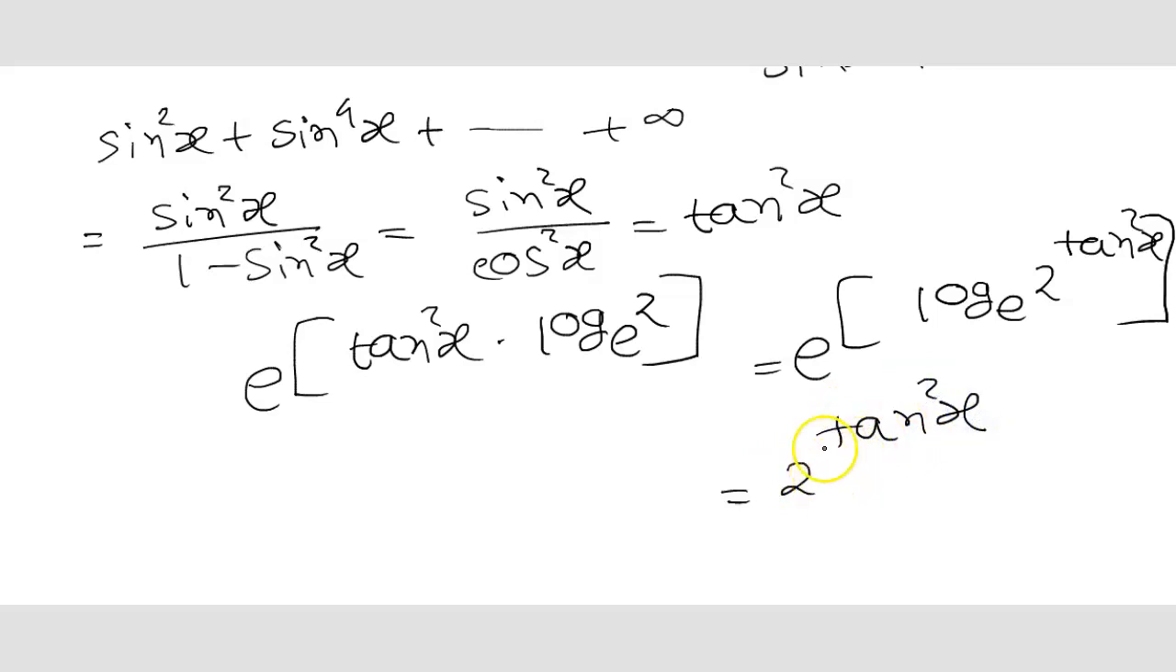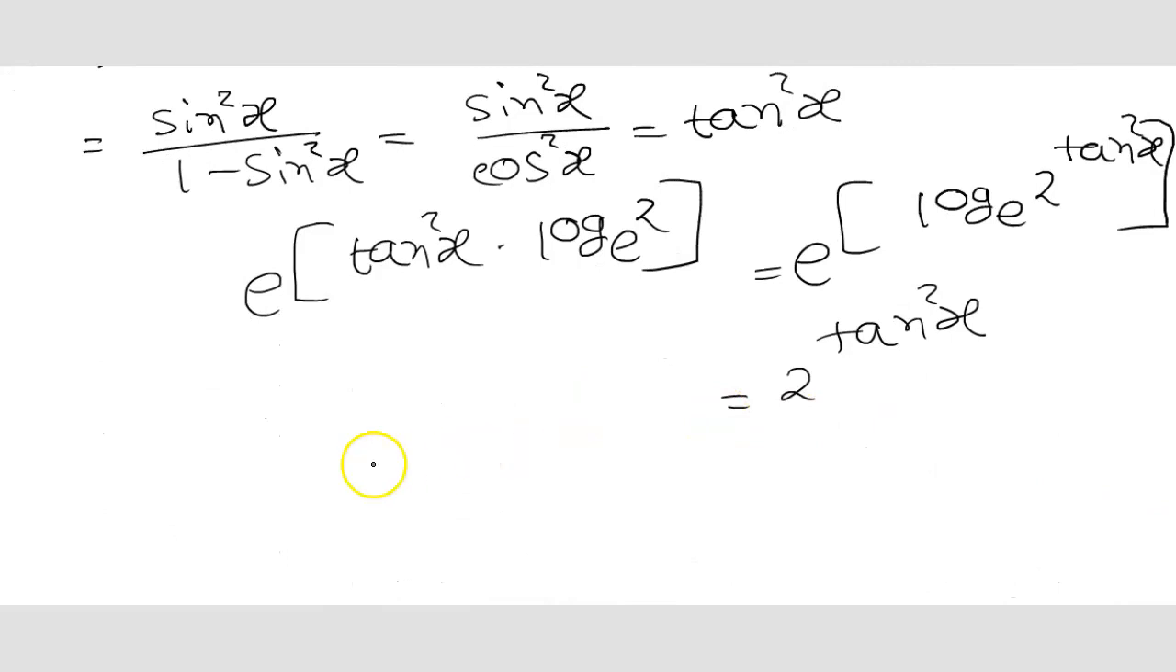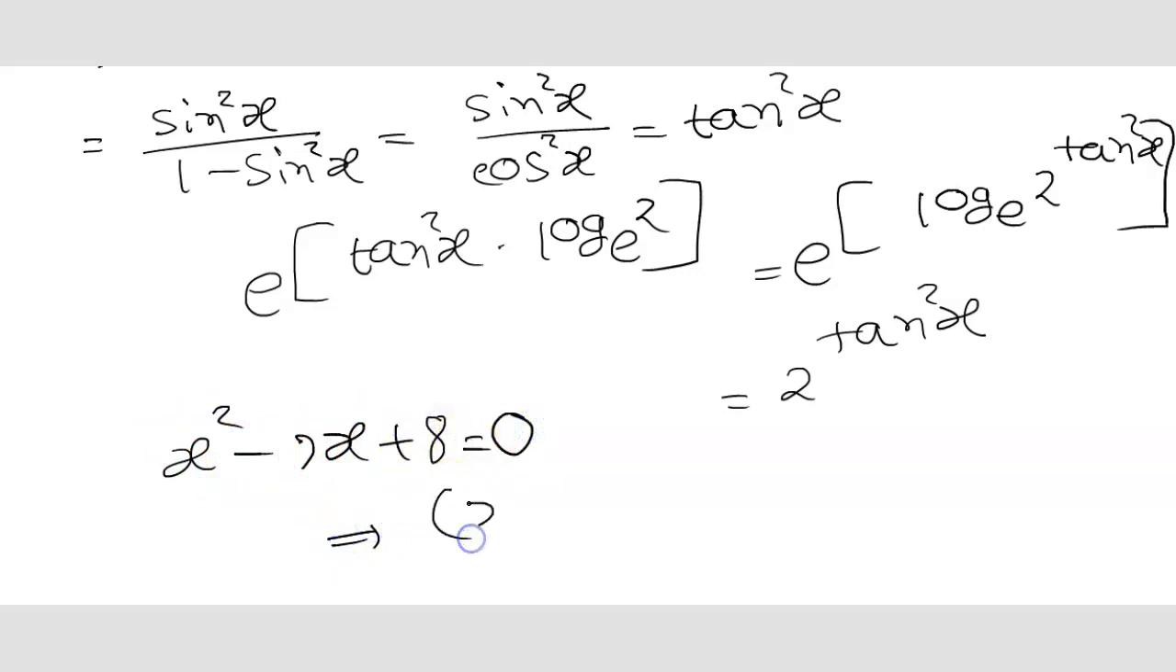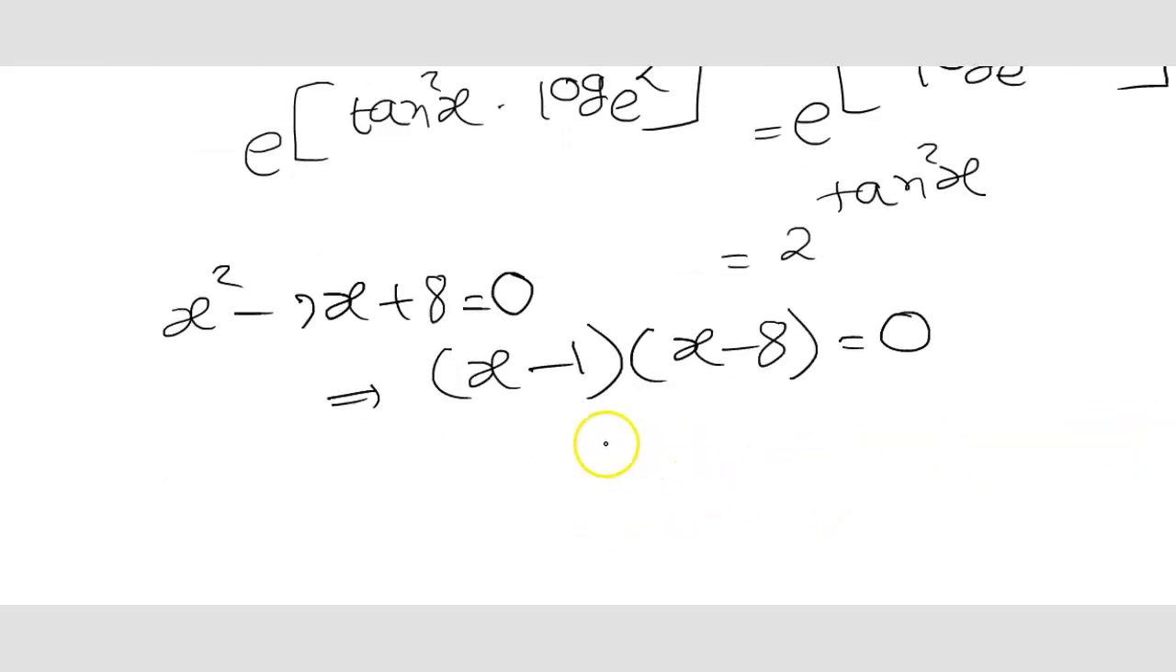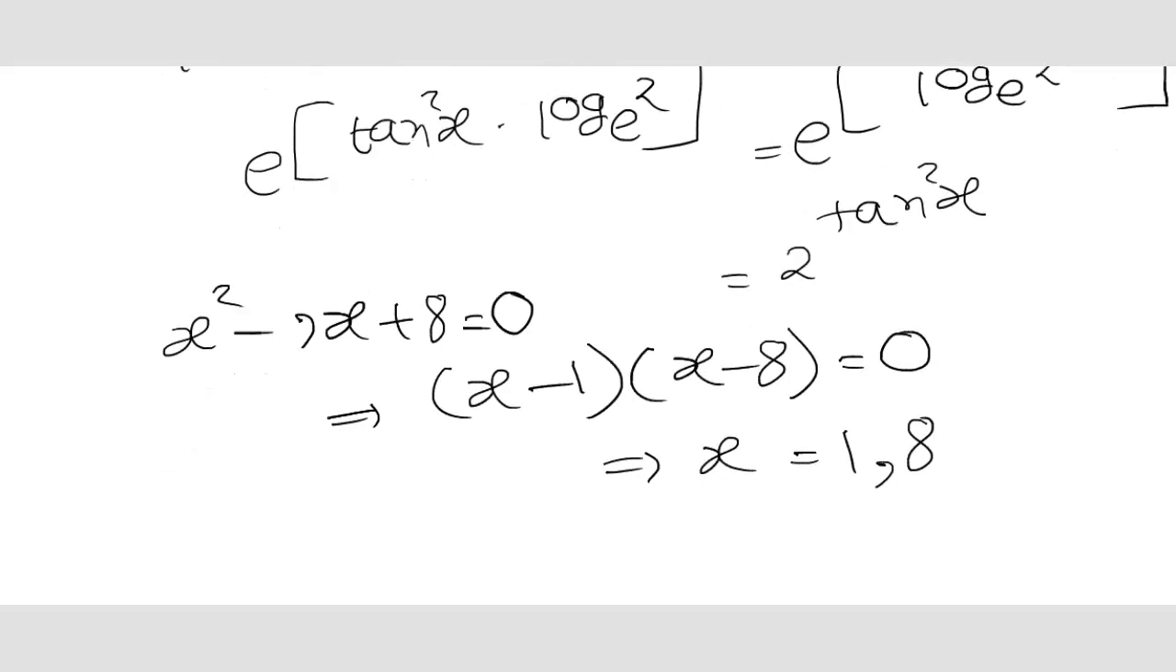And now we are given that this 2 to the power tan square x is the solution of this quadratic equation, x square minus 9x plus 8 equals to 0. So what are the solutions of this quadratic equation? See, the solutions are something like this: x minus 1 into x minus 8 equals to 0. So the two solutions are simply x equals to 1 and 8. So it is possible that 2 to the power tan square x will be 1 or 8.